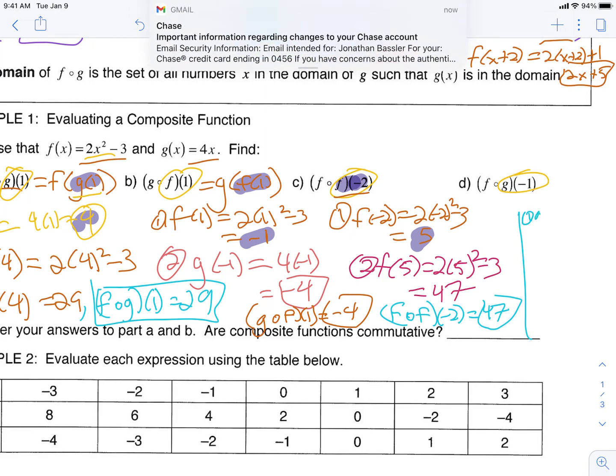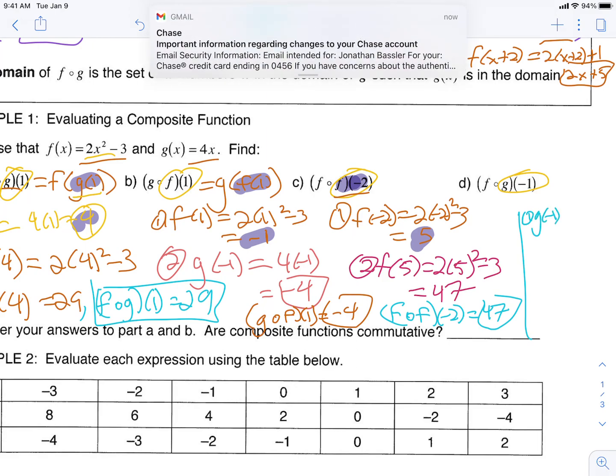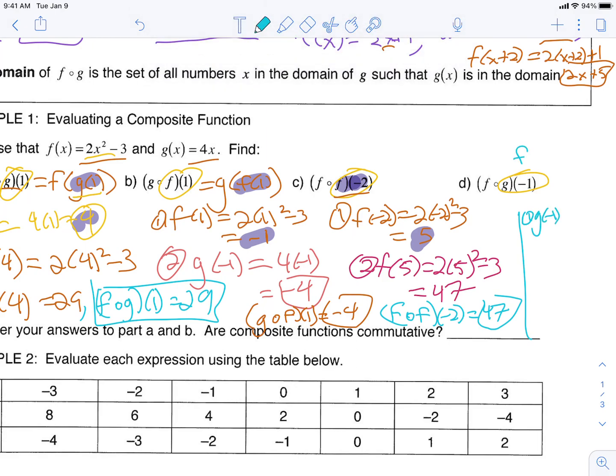First, g of negative 1. So understand this. f of g of negative 1 is f of g of negative 1. That's what that means. So again, it looks fancy, but it's really not. All you're doing is, this is just a substitution problem.